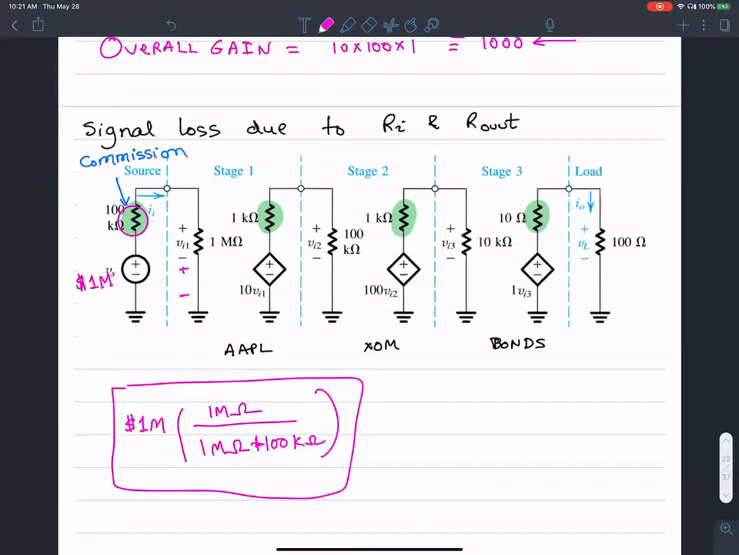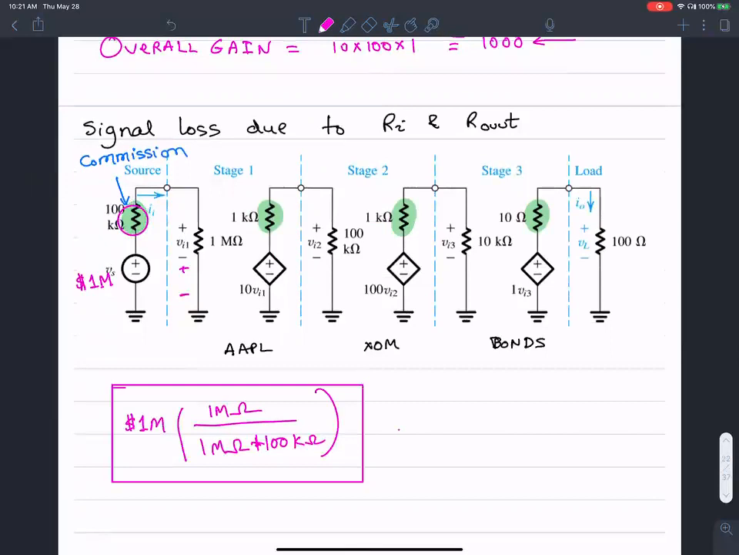What's the value of this? 1 mega by 1 mega plus. So if you plug that into a calculator, 1 divided by 1.1. So it's only, okay, it's only about $90 million. So this comes out to be 0.909 million dollars, okay? So that's less than $1 million.